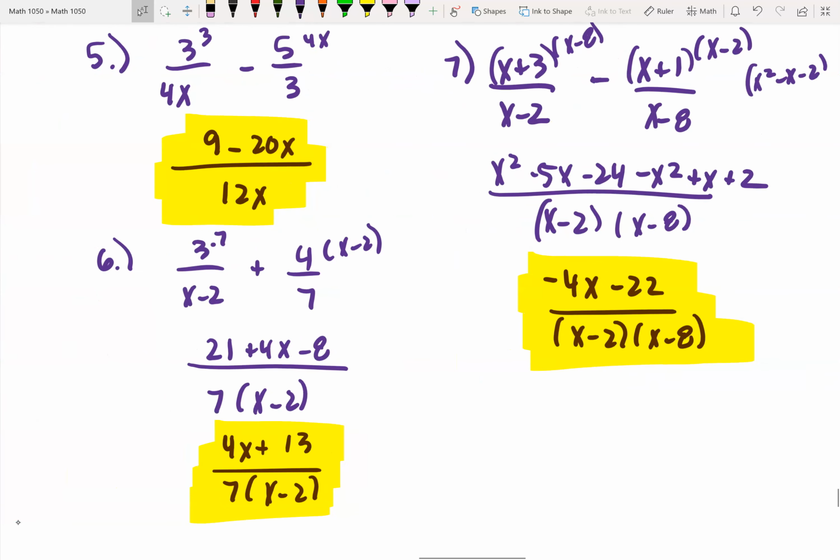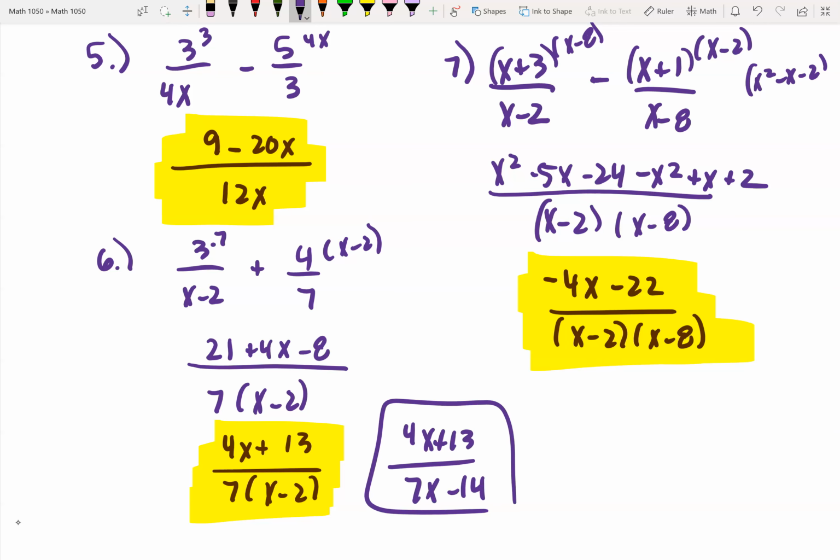All right, guys, take a look and see if you got them right, okay? There's your answer. So number 5 is 9 minus 20x over 12x. Number 6 is 4x plus 13 over 7 times x minus 2. If you distributed that 7 and got 4x plus 13 over 7x minus 14, it's the same thing. Okay. Question 7, negative 4x minus 22 over x minus 2 times x minus 8. Okay. Did anybody miss any of those and needs clarification?